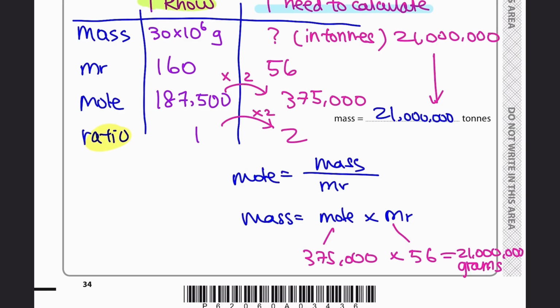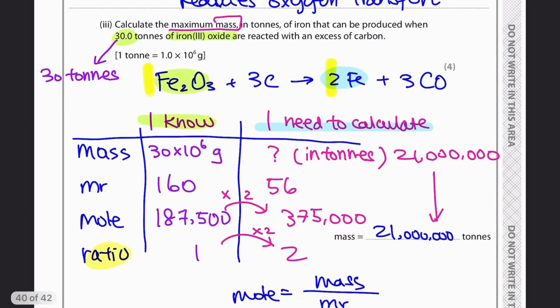But the question doesn't want grams. It wants tons. So what I should write is here, this is in grams. But how do I turn that into tons? This is not right. I need to go backwards. So I just need to divide it by 1 times 10 to the power of 6. And that basically just gets rid of the 6 zeros if you calculate it on your calculator. And the answer is 21 instead of 21 million tons.